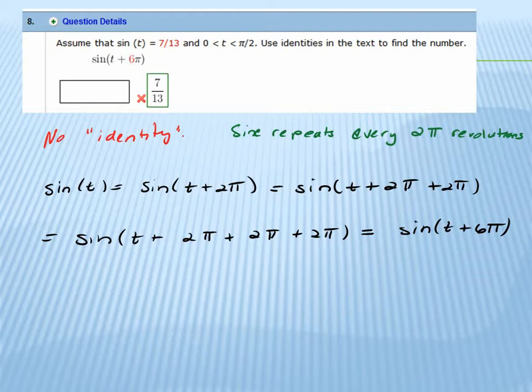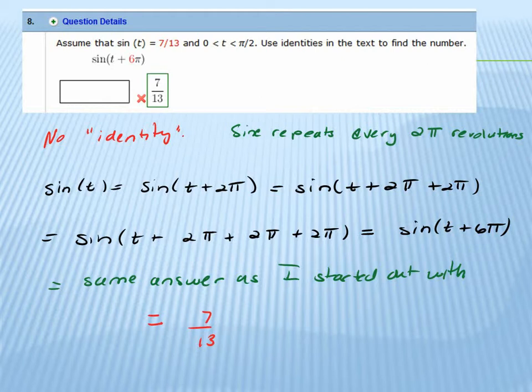So if I added 2 pi 3 times like that, I'm going to get back to where I started. So the answer is that sine of t plus 6 pi just gets me back to where I started. So every even multiple of pi is going to get me back to where I started. So what's the answer? It's exactly where I started. So sine of t was 7 over 13. Sine of t plus 6 pi is also going to be 7 over 13. Nothing changes. So it doesn't matter what number's in there? It doesn't matter what number's in there.